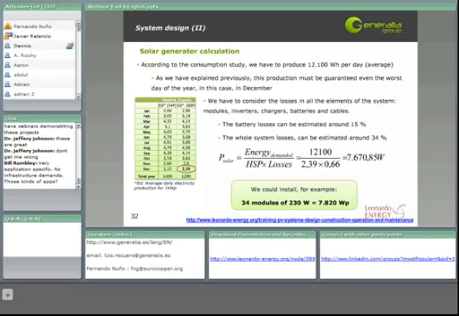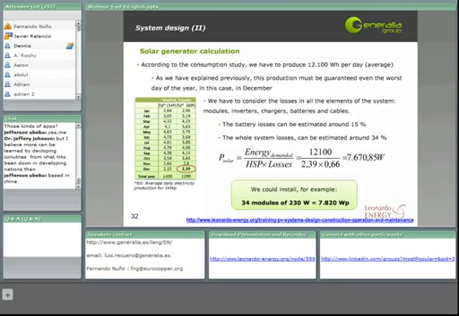If we consider the whole system losses, because we also have to include in our calculation system losses of around 34%, this will mean a performance ratio of 66%. Then we get that the solar power to be installed must be 7,670 watt peak in order to get the 12,100 watt-hours per day.